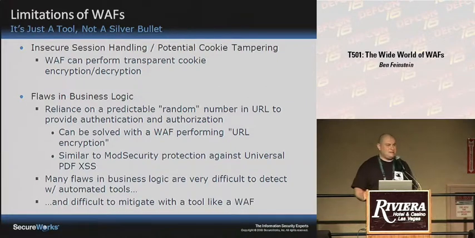But many flaws in business logic are extremely difficult to detect with automated scanning. They're even extremely difficult to detect with manual code review. These are the hardest bugs to find, business logic flaws. I think Jeremiah Grossman and a colleague gave a talk at Black Hat the other day showing how business logic flaws can be used to defraud organizations of lots and lots of money. Those are difficult to mitigate with a web app firewall.